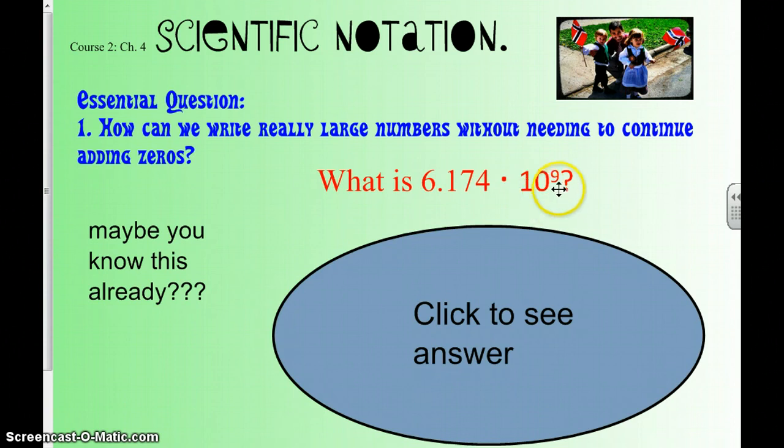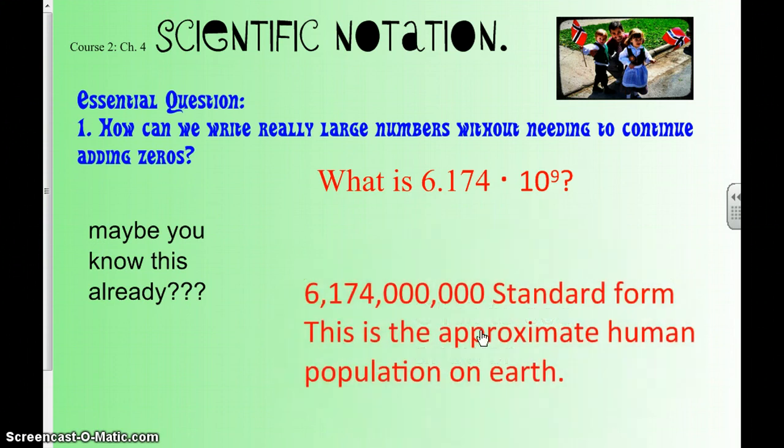6.174 times 10 to the ninth? Well, if you need to pause it and think, go ahead. But I'm going to show you the answer in 3, 2, 1. That would be 6,174,000,000. That's called the standard form when you do write all the zeros. This is the approximate human population on Earth, I think from a couple of years ago. So there's a lot of people out there.